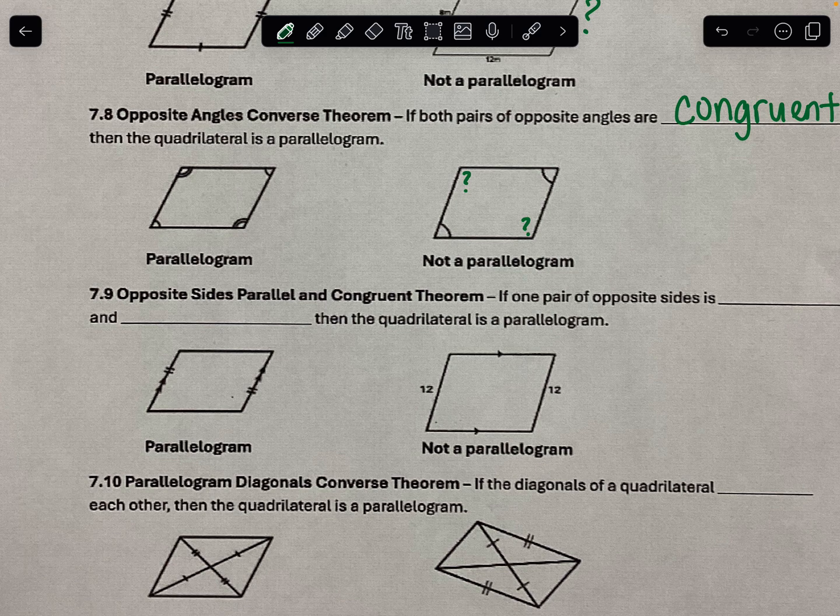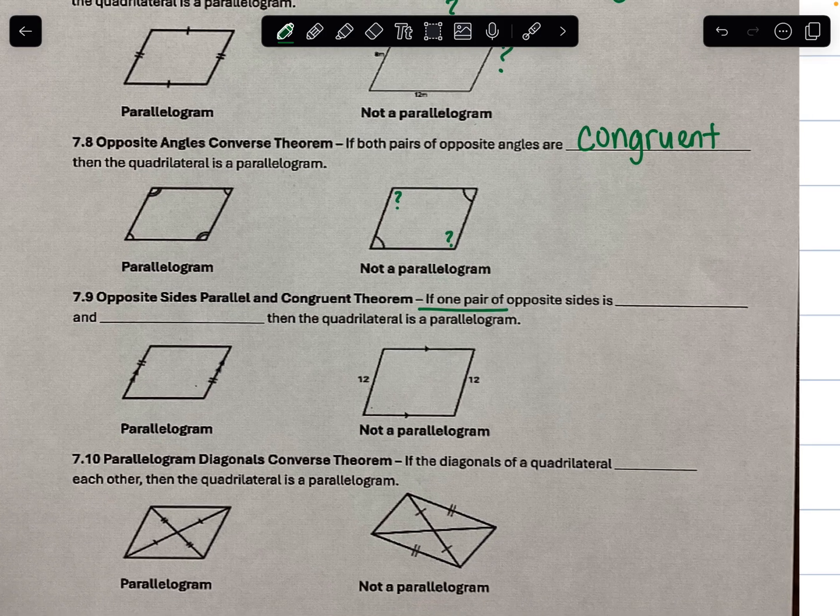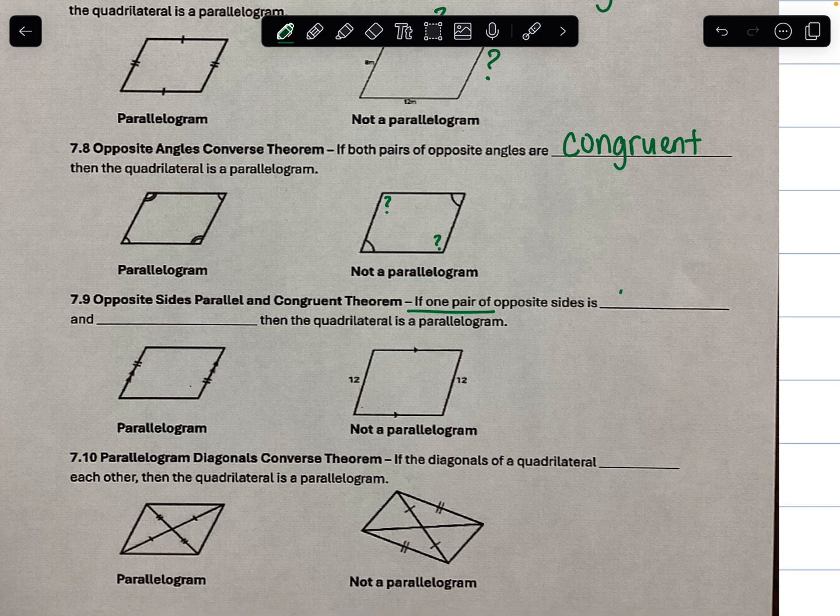Okay, the next one is new. We haven't talked about this one yet. Opposite sides parallel and congruent. Now, everything else we've talked about is both pairs. What does this one say? One pair. So this is true if one pair of opposite sides is both congruent and parallel. So again, we see those markings. The double arrows show that it's parallel. The dashes through show that it's congruent. So same sides are both congruent and parallel.